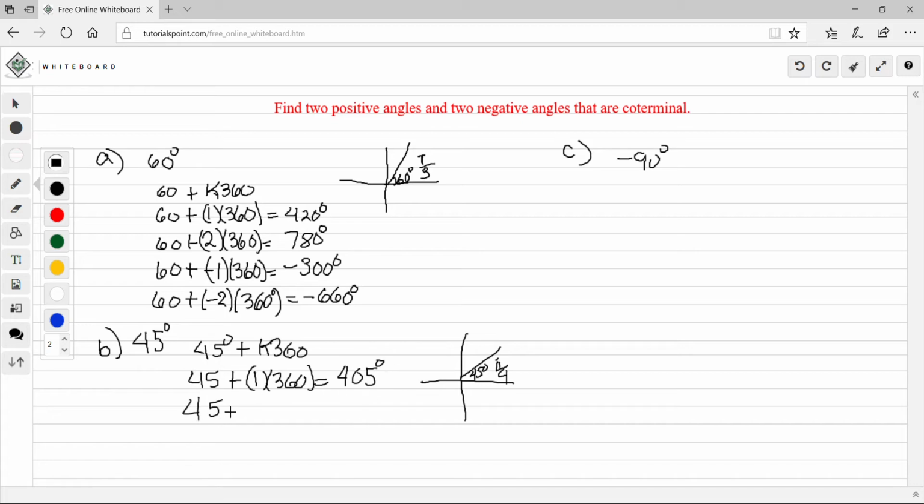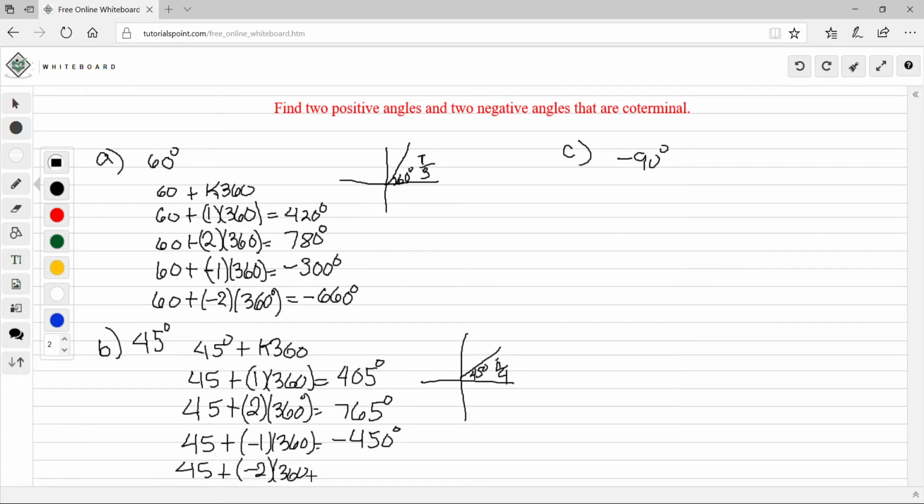And then another positive is 45 plus 2 times 360, which is 765. And then 45 plus negative 1 times 360 is negative 315. And then 45 plus negative 2 times 360 is negative 675 degrees.